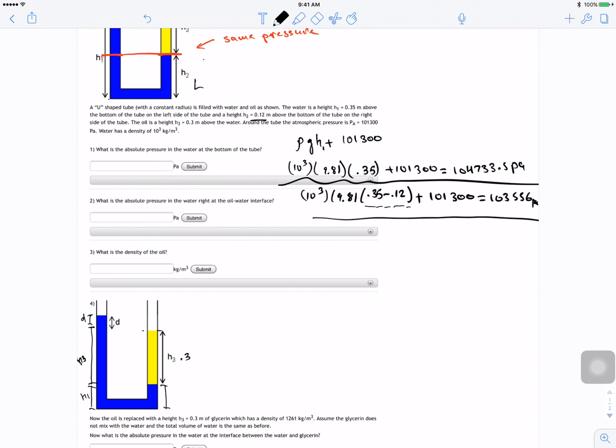So going back to this, what's the density of the oil? So we do 10 to the 3.